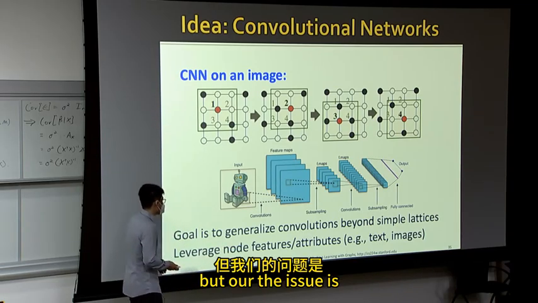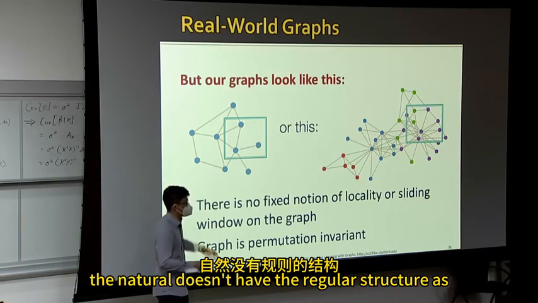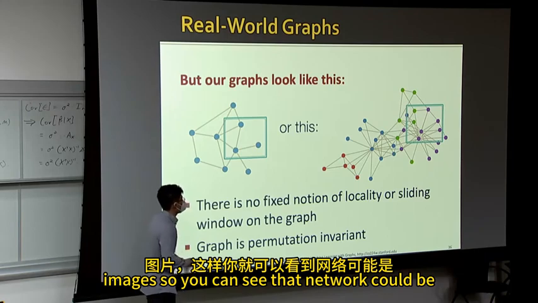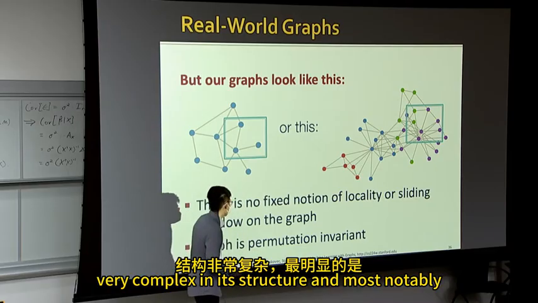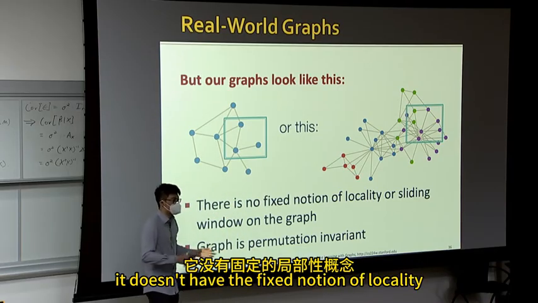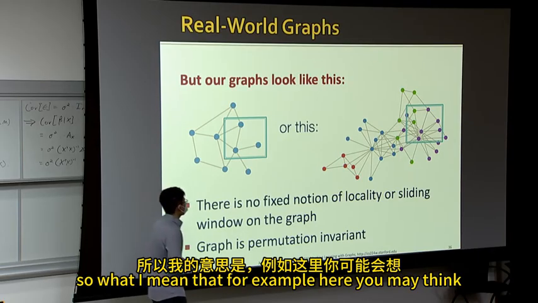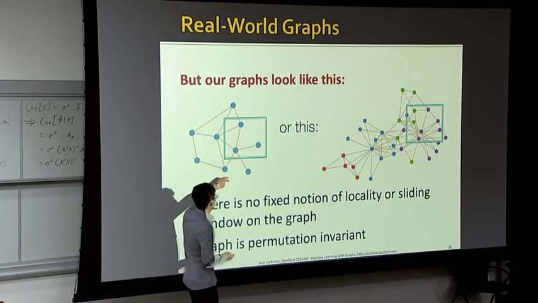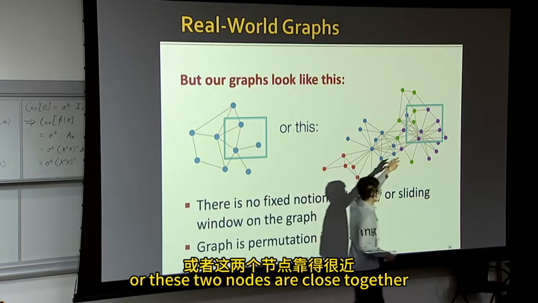But the issue is the network doesn't have the regular structure of images. You can see that a network could be very complex in its structure, and most notably, it doesn't have a fixed notion of locality. What I mean is that, for example, here you may think these two nodes are close together, or these two nodes are close together.